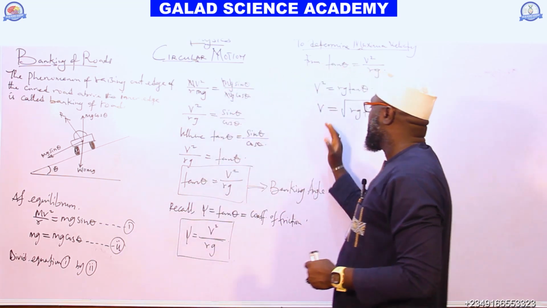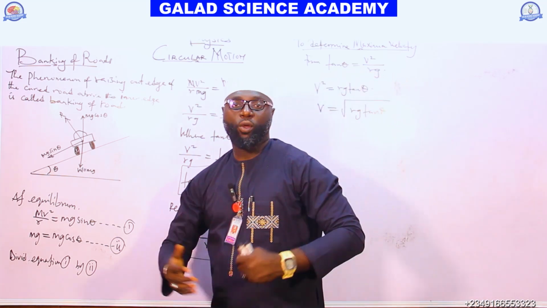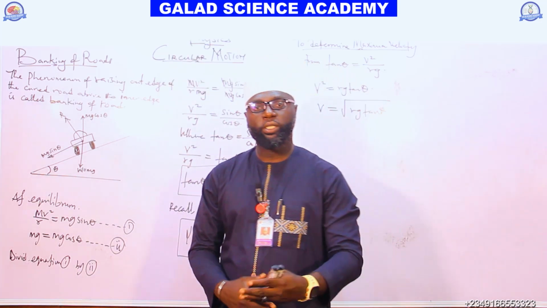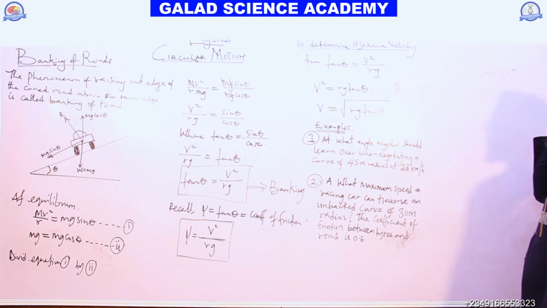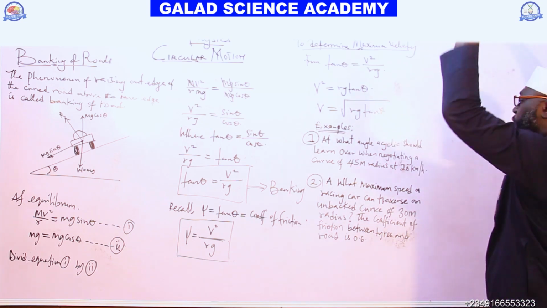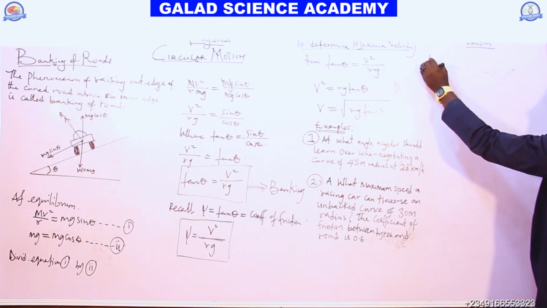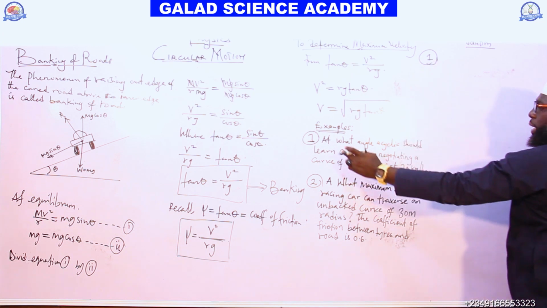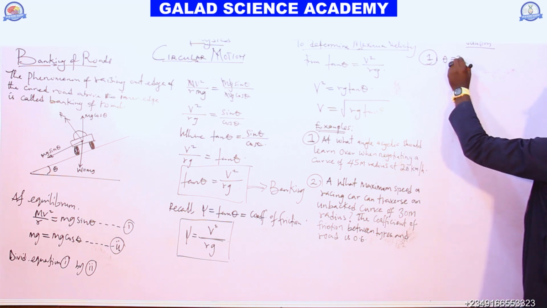So let's solve two or more questions on this. After that, we are done with circular motion, and we will now move to the new chapters in physics. Let's just solve these two examples on banking of a road. Solution. The first question: at what angle, that is, here we are looking for the angle theta.